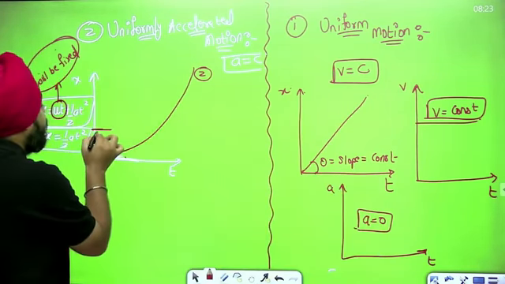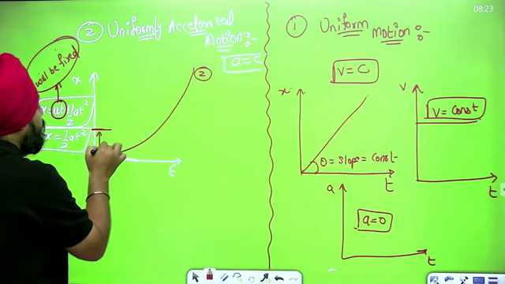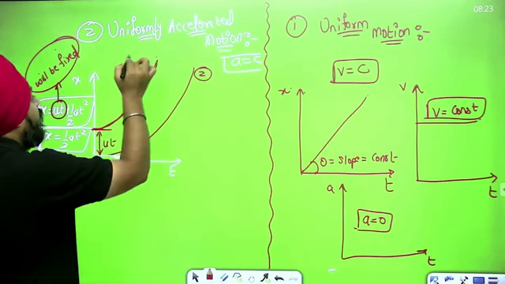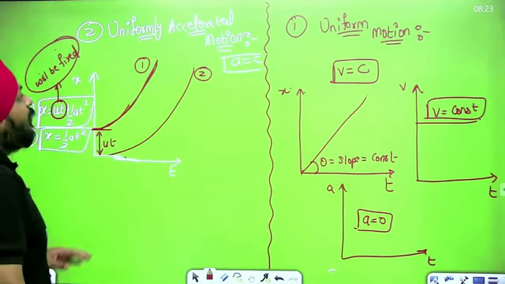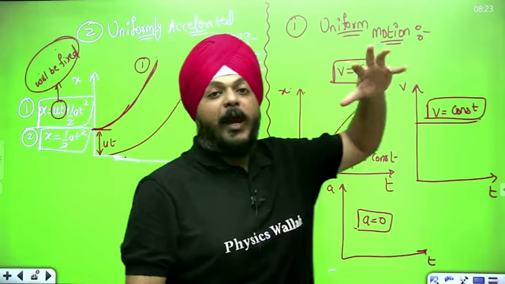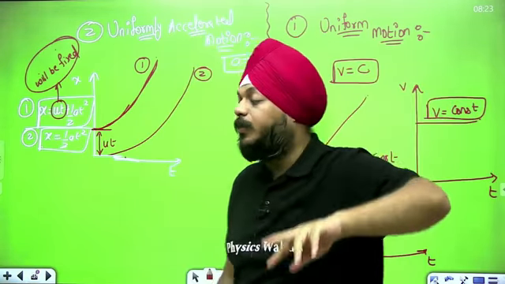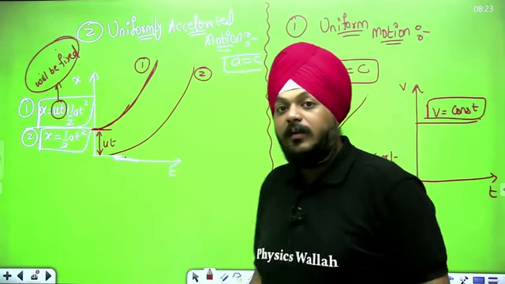The graph appears like this. This will be u of t. This is the first graph, right? Acceleration is a constant, and depending on the three equations that we obtained for the cases of uniformly accelerated motion, we plotted the graph.